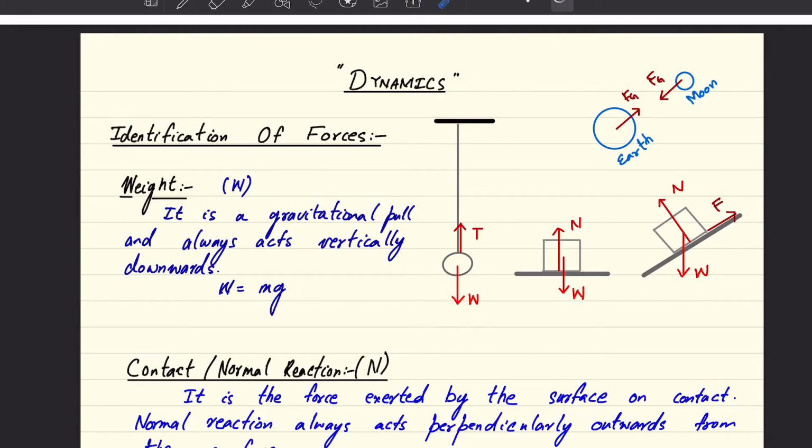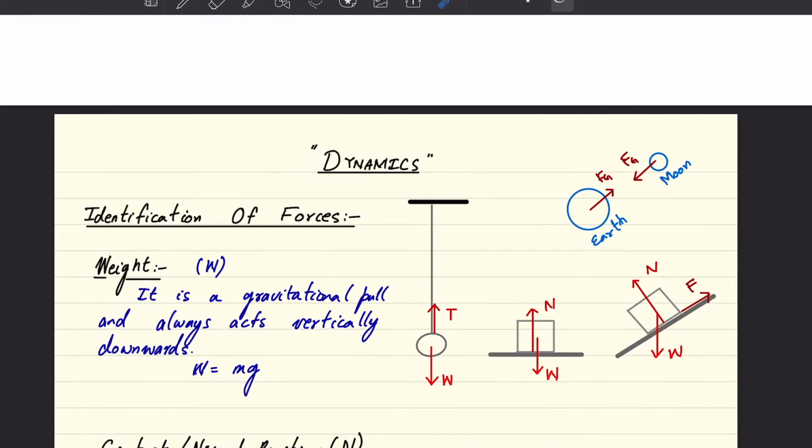So if something is hanging with a string, the weight must act vertically downwards. If something is kept on a horizontal surface, weight still acts vertically downwards. One mistake the student can make: if it's an inclined surface, the weight wouldn't act like this. That would be wrong. Weight always must act vertically downwards. So in every diagram, you have to identify weight. Just make sure that weight must act vertically downwards.